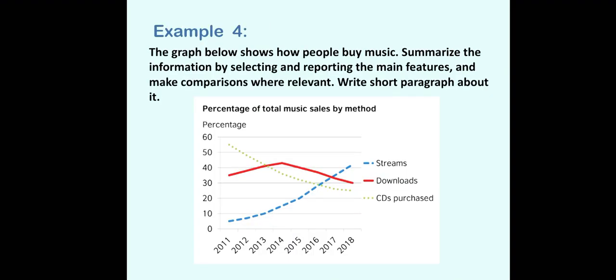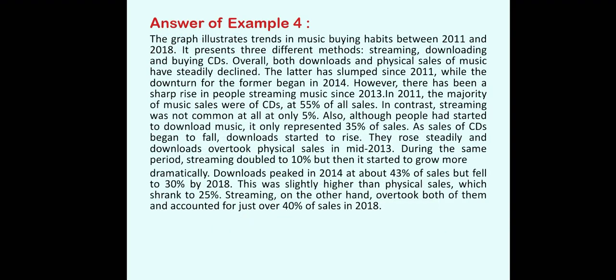Example 4. The graph below shows how people buy music. Summarize the information by selecting and reporting the main features and make comparisons where relevant. Write a short paragraph about it. Here is the example of a line graph. Percentage of total music sales by the method is given here: streams, downloads and CDs purchased. Let's read the answer. Again in this answer, I have mentioned numbers in numerical form.